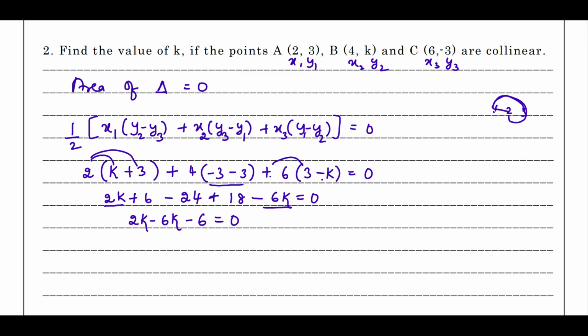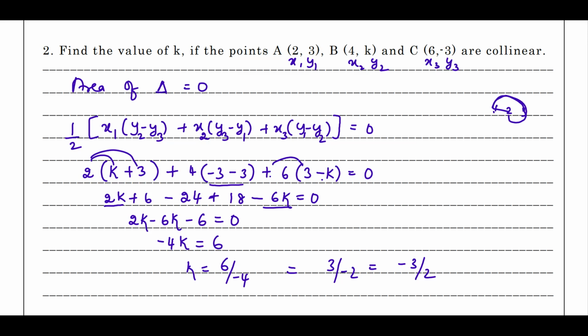Now 2k minus 6k is minus 4k. Shift minus 6 to RHS, it becomes plus 6. K equals 6 by minus 4. What you get? 3 by minus 2 or minus 3 by 2. Therefore the value of k is minus 3 by 2. This question can be asked for 3 marks, for finding the area of a triangle or finding the area of a quadrilateral, and is a very important question for 2 or 3 mark questions.